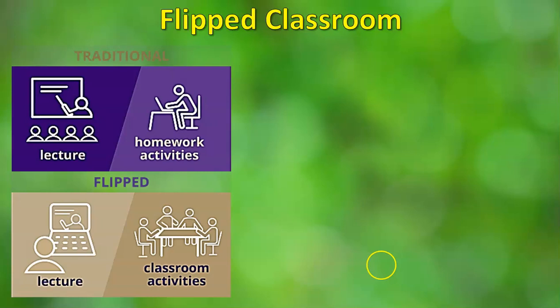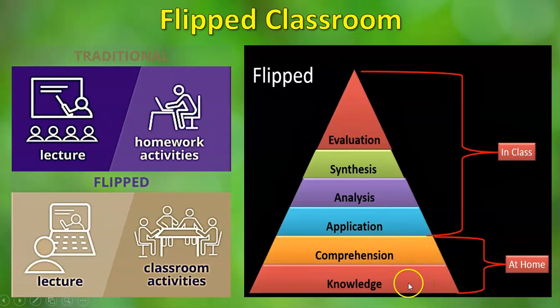In this way, lower order thinking skills such as knowledge and comprehension are done at home, because they do not need guidance from the expert. Alternately, the higher order thinking skills are done and achieved in the class together with the expert teacher. Okay? So this is the beauty of the flipped classroom.